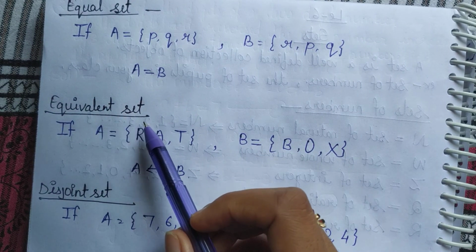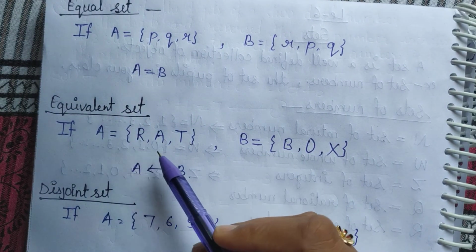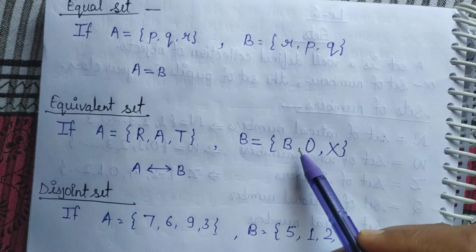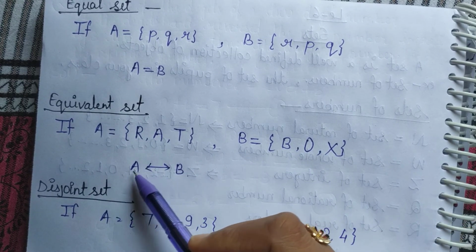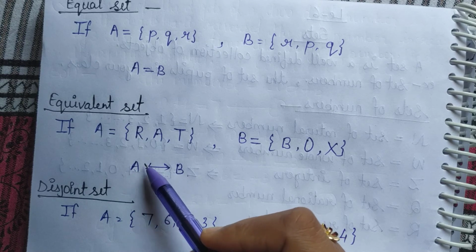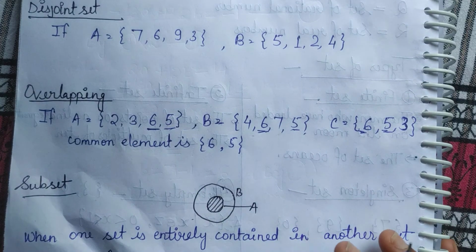Next one is equivalent set. In equivalent set, the number of elements must be similar, but it is not necessary that the elements are common. So it is said to be equivalent set. You can represent it by the symbol A equivalent to B.